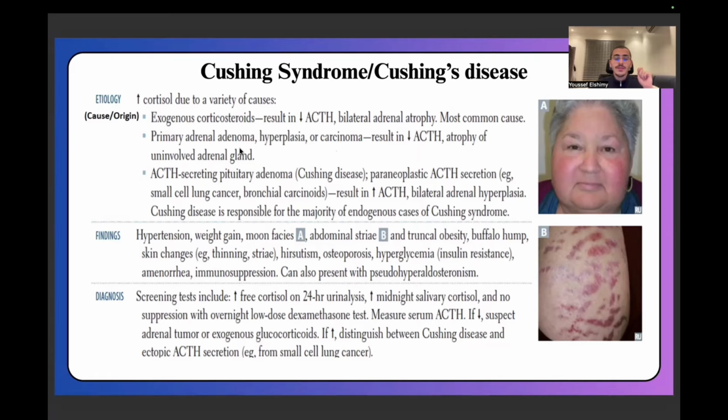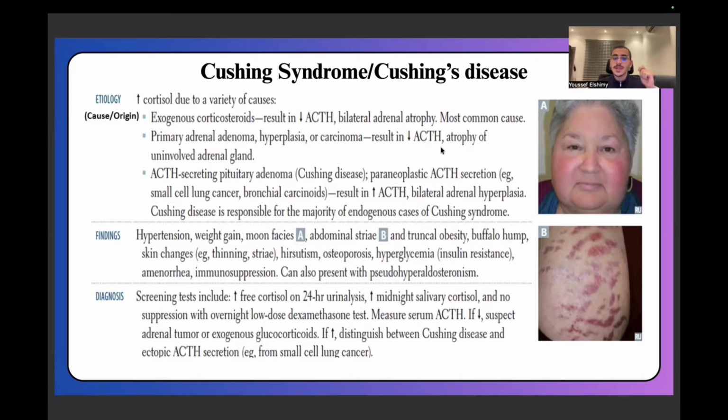Then we have another cause, which is primary adrenal adenoma, hyperplasia, or carcinoma, something that happens in the adrenal gland itself, in the zona fasciculata. If there's a tumor, hyperplasia, or cancer inside the adrenal gland, this results in the production of a lot of corticosteroids or glucocorticoids. This results in decreased ACTH secretion. Why? Because you're secreting enough corticosteroids, so there's a negative feedback.